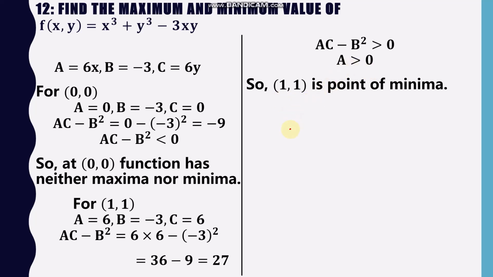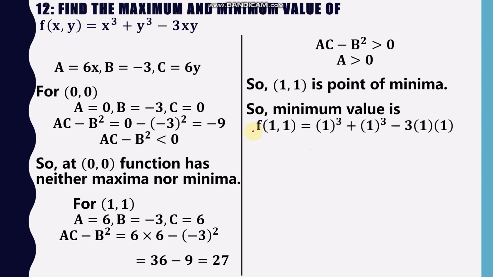Now we have to find out the minimum value also. We can find the minimum value by putting x equal to 1 and y equal to 1 in the given function. Okay, so we get the minimum value to be minus 1. So minus 1 is the minimum value of the given function and it is occurring at the point 1, 1.